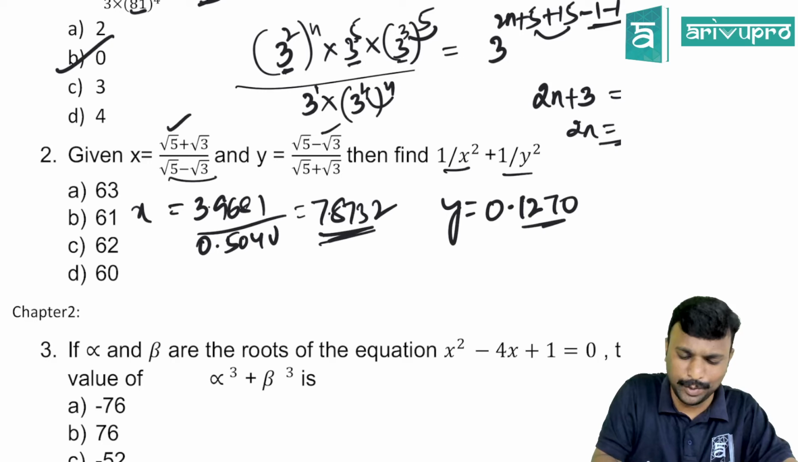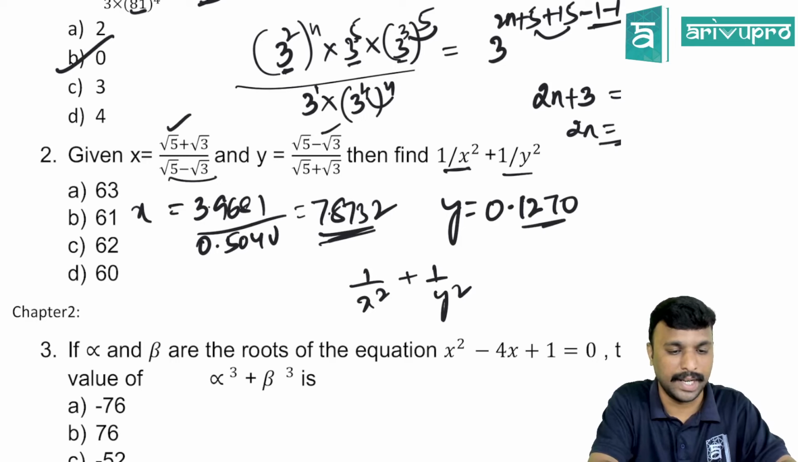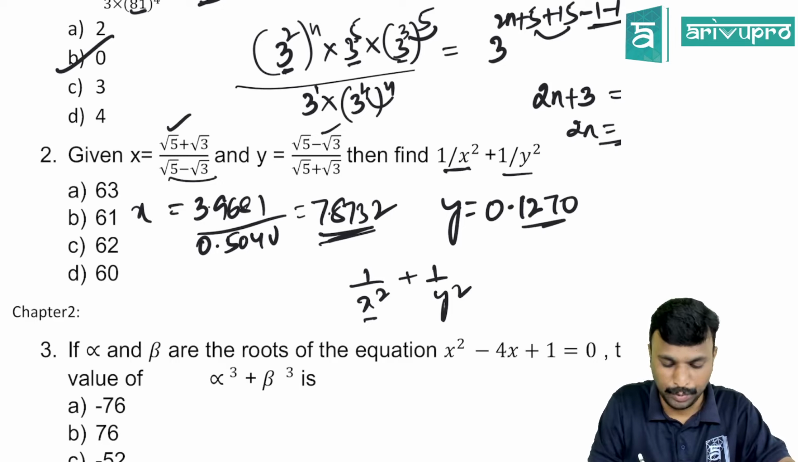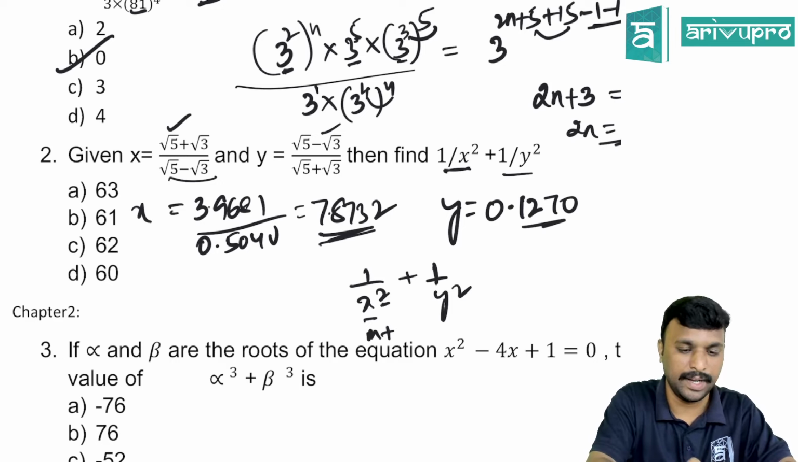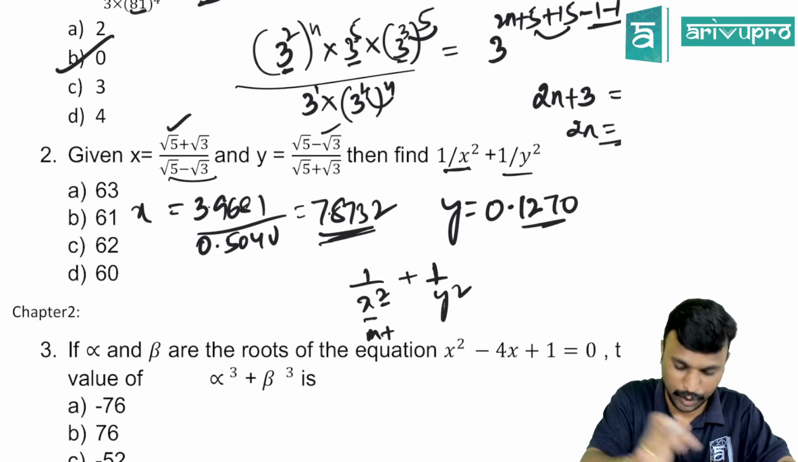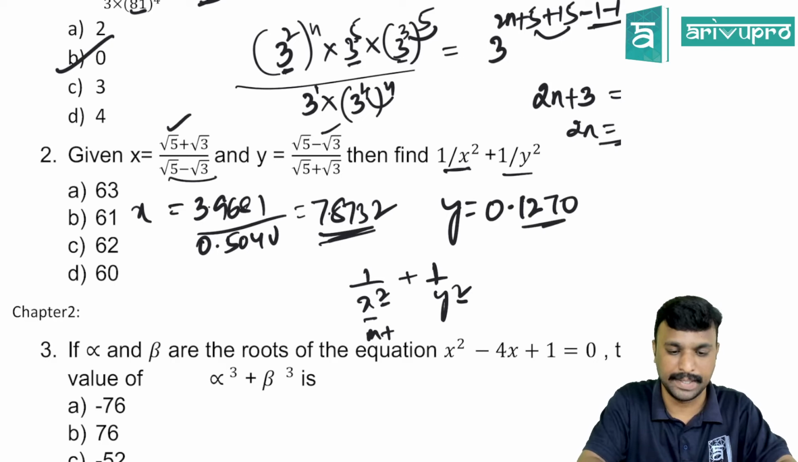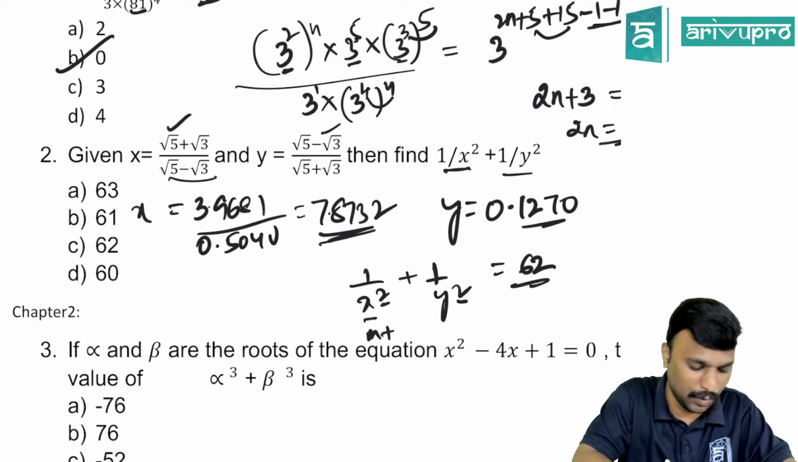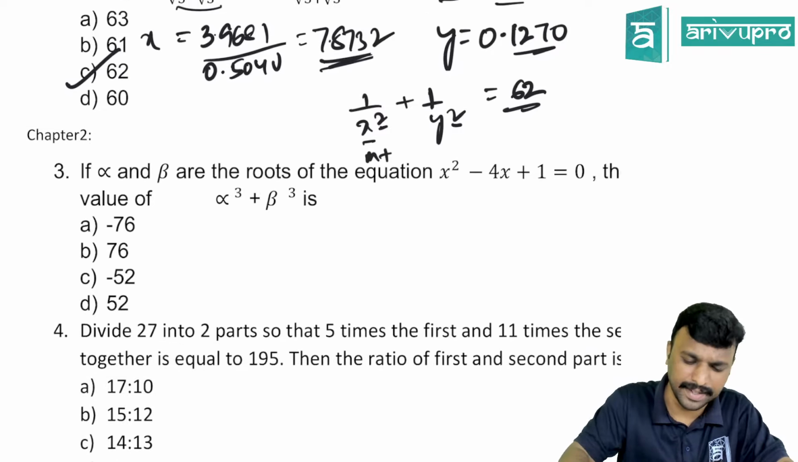Now all that you need to do is find the value of 1 by x square plus 1 by y square. So type the value 1, divide, what is x? 7.8732, and how to take the square of it? Press equal twice, and press M plus. Now 1 divided by y square, 1 divided by the y value, which is 0.1270. Since the power 2 is there, you have to press equal twice, and M plus, MRC. The result of this is 62. Option C is the answer. 62.016 you get. The nearest answer is 62.